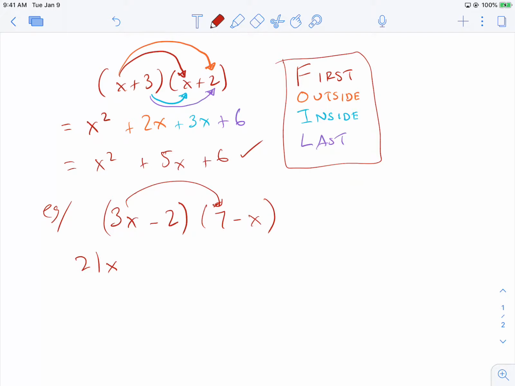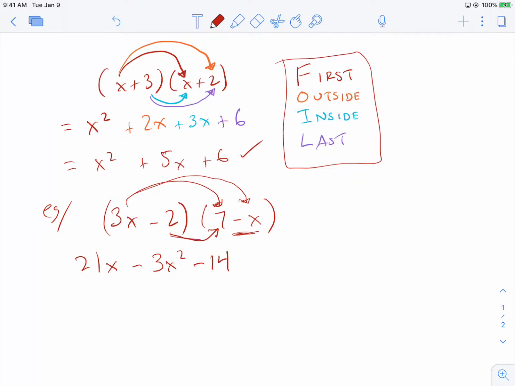And then we go to our outside terms. So 3x times, and now you need to be very careful, that negative sign belongs to that x there. So we have times negative x. 3x times negative x is minus 3, because there's no other number it's multiplying with, x squared. Do not forget that negative sign. Then we have our negative 2 times our 7, because we're on our inside step. Negative 2 times 7 is minus 14. And then we go to our L in our FOIL, which is last.